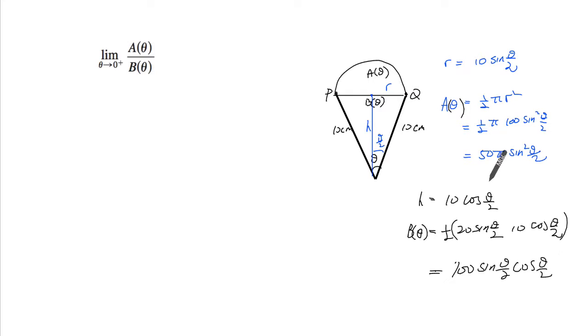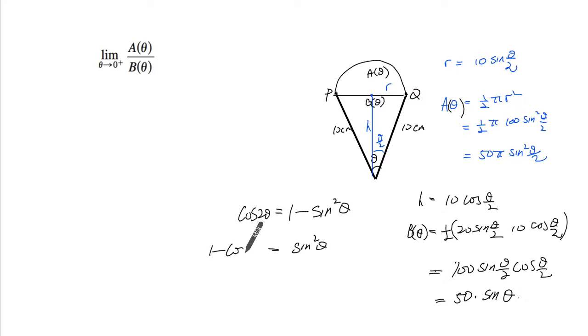I would like it in terms of just theta instead of theta over 2. So this one here can be written as 50 times 2 times this. I can use the double angle formula to write that as sine of simply theta. For this, recall that cosine of 2 theta is equal to 1 minus 2 sine squared theta. So sine squared theta is going to be 1 minus cosine of 2 theta.